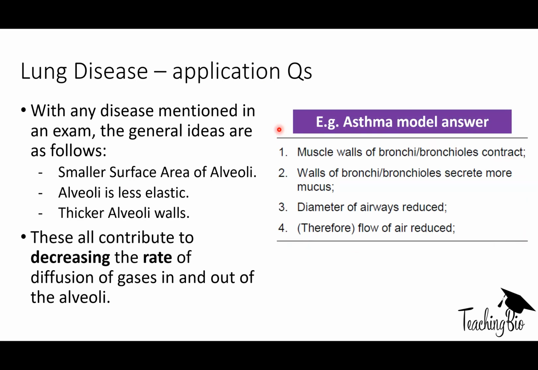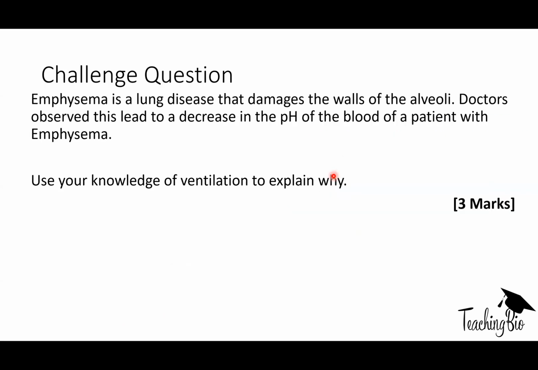So here is a model answer from the sort of new papers on asthma. So what they want you to say is things that the muscle walls, okay, so very important to know the muscles of the bronchial, so not the trachea, the bronchioles contract. The walls secrete more mucus. And again, remember we talked before about how some of the cells that are lined with that mucus, as a result of that constriction, so that's bronchoconstriction, that leads to reduction in the diameter of the airways, therefore reducing the flow of air and henceforth reducing the rate of diffusion.